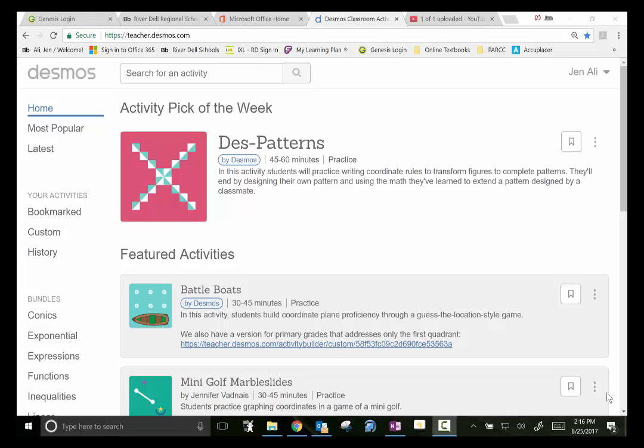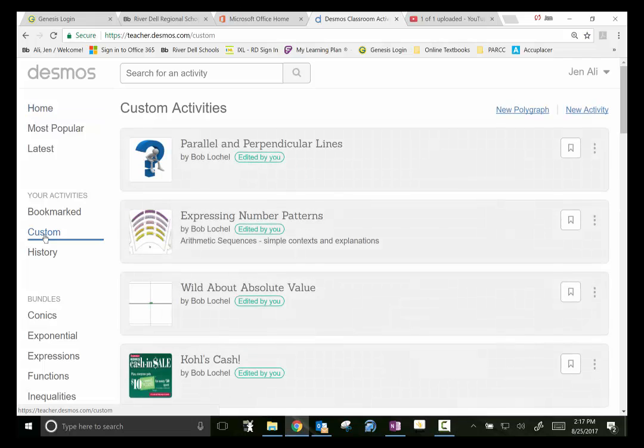Okay, so I'm creating this video to help you create a new polygraph activity in Desmos. Right now I'm at teacher.desmos.com. You can see that up here. I'm logged in as myself. Right now I'm on the home screen, but I'm going to click Custom on the left-hand side. And instead of New Activity, I'm going to choose New Polygraph.